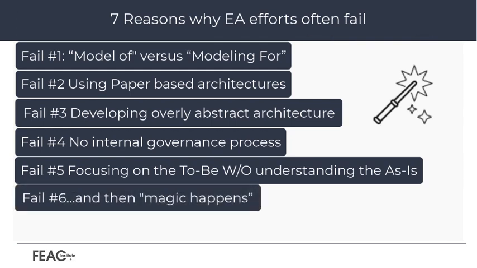Fail number 6, and then magic happens. This is a term we use when we receive a set of architecture deliverables and there is no transition plan. Related to fails 3 and 5, there is no magic wand that takes the organization from the current to some future state. Transition plans are often overlooked or forgotten as a part of architecture deliverables.